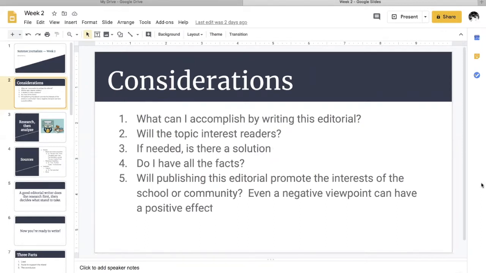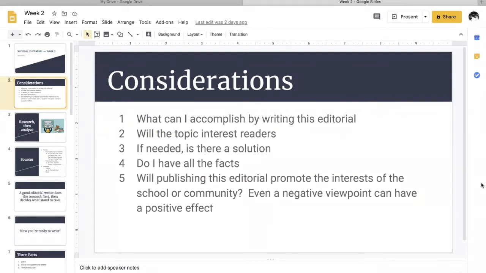Second, will the topic interest readers? Because again, you want to keep everybody interested in what you are writing. You want it to be relevant and you want to engage the readers. And third, if needed, is there a solution? Whatever you're analyzing, you may want to propose a solution, or maybe you just want to leave it up to the reader to find something. Your choice, but oftentimes it's nice to propose a solution.